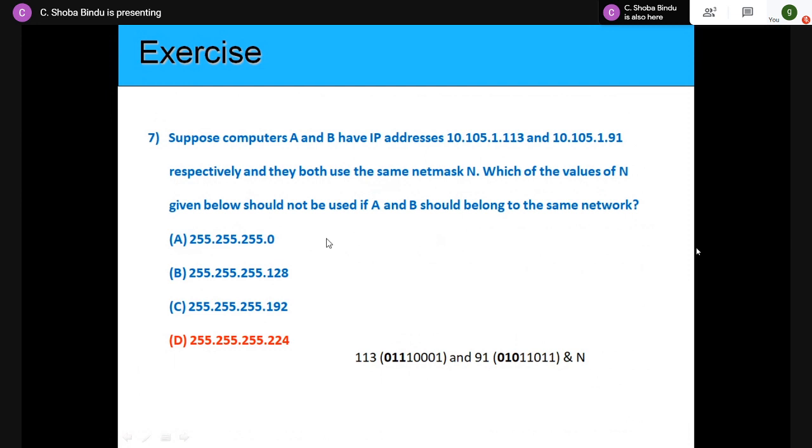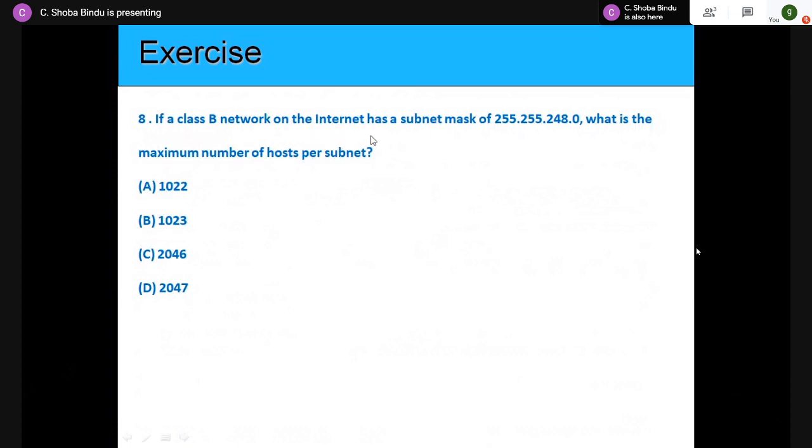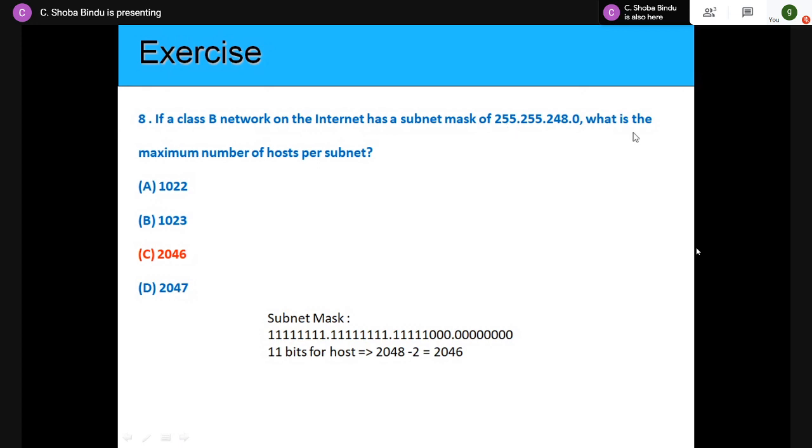Then next, if a class B network on the internet has a subnet mask of 225.225.248.0, what is the maximum number of hosts per subnet? So first you represent 248 in binary and then check how many ones are there in that. And the remaining bits, which are zeros, will be used here to represent the host along with the last byte. So this is the representation in binary.